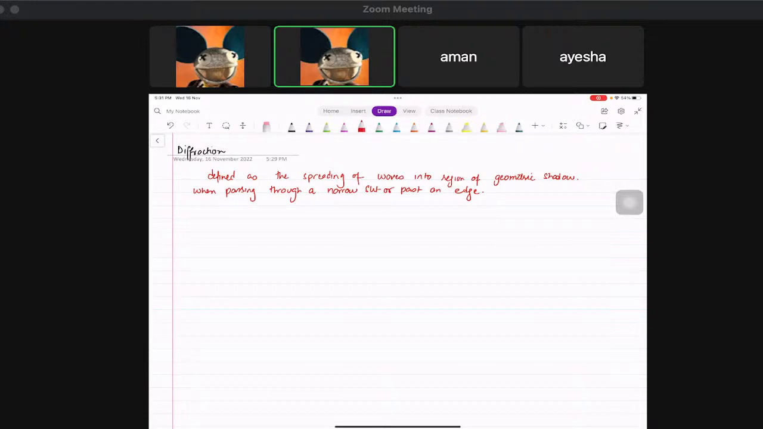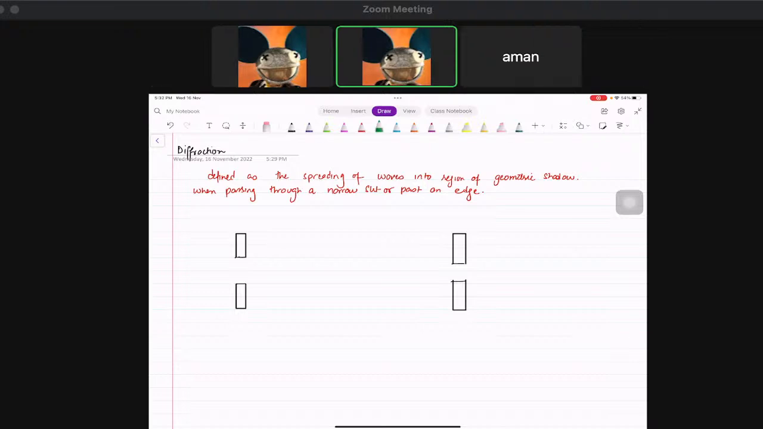Okay, now basically what happens is that suppose you have, please don't draw it unless I tell you to, just hold on a bit, I'll tell you exactly when to draw. So now, suppose there is a wave that's going through this gap, so I'm making the wave fronts first.